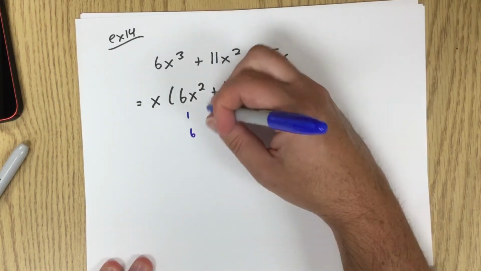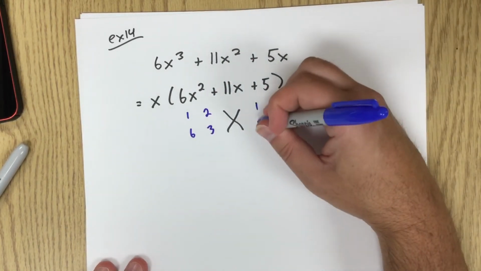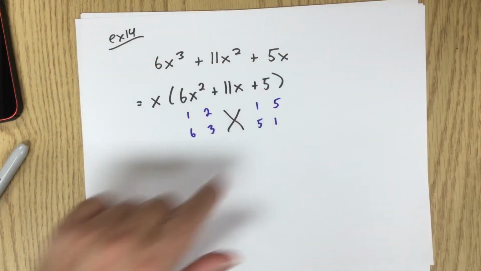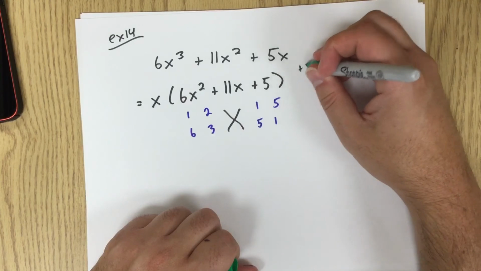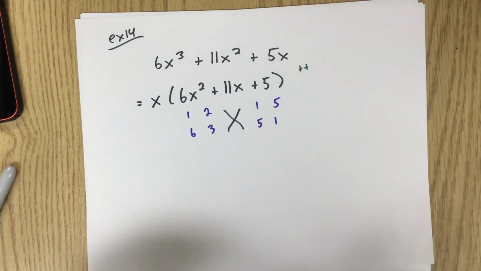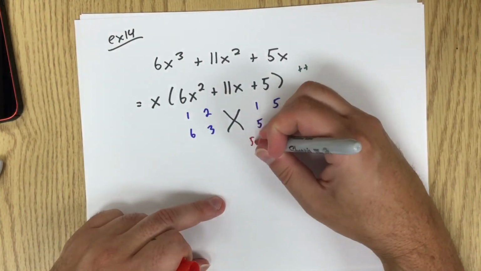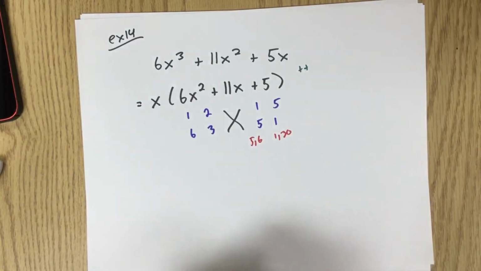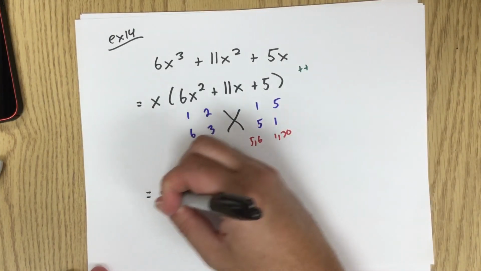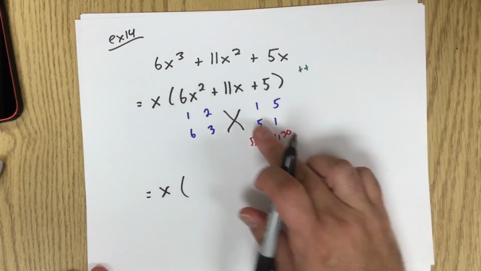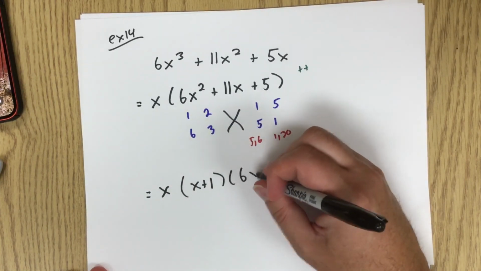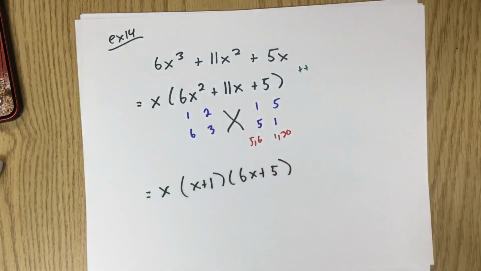So 1 and 6, 2 and 3, 1 and 5, 5 and 1. It has to multiply to a positive and add to a positive, so they're both going to be positive, so we're not pulling any shenanigans here. So 5 and 6, 1 and 30. 5 and 6 actually gives us 11, so we're done. So the x is still there. And the first bracket is going to be x plus 1. And the second bracket is going to be 6x plus 5. And that's factored.